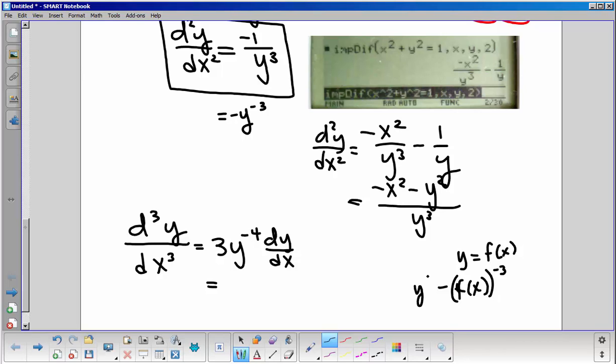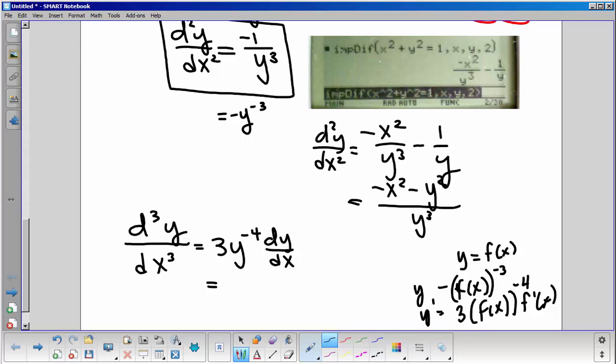So what is that? It's going to be positive 3 f of x to the negative 4 times the inside, times f prime of x. And what is the derivative of the inside, f prime of x? Which is dy dx, because we don't know what y is, because it's been implicitly defined.